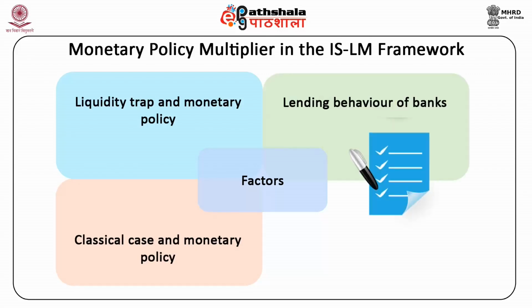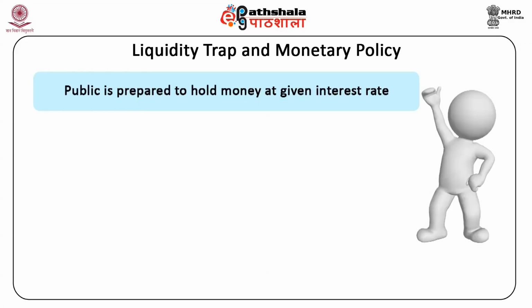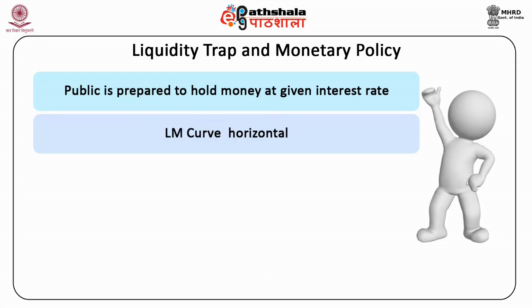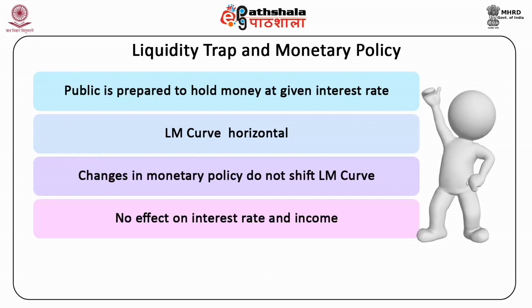Third, lending behavior of banks. And fourth, slope of IS curve. Starting with liquidity trap and monetary policy. An economy is said to be in liquidity trap when the public is prepared to hold whatever amount of money at a given interest rate. It means that LM curve is horizontal and changes in monetary policy do not shift it and has no effect on interest rate and income.